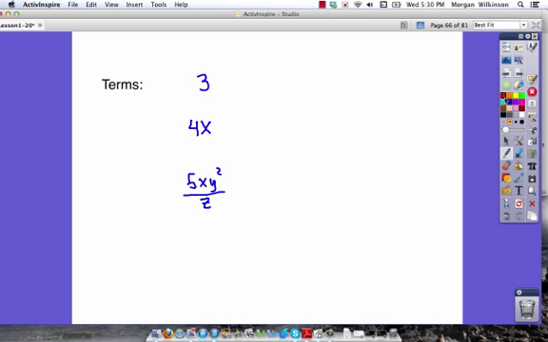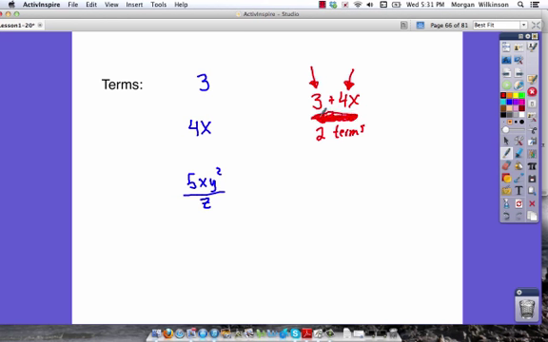Now, let's look at this. Let's say we have 3 plus 4x. This is two terms. We've got one term here, the 3. And we've got one term here, the 4x. This is not a division bar. This is just a separation.